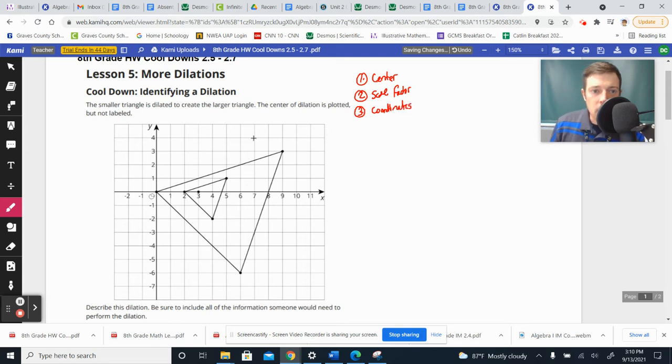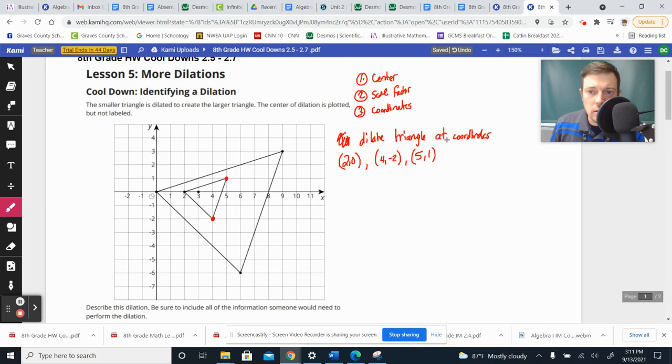Okay, so I'm going to start off this sentence with "To dilate triangle at coordinates." All right, let's give the coordinates here. Our coordinates of our original triangle are 2, 0. And then we have another point down here at 4, -2. And another point right here at 5, 1. So I don't need the word "to" there, I guess.